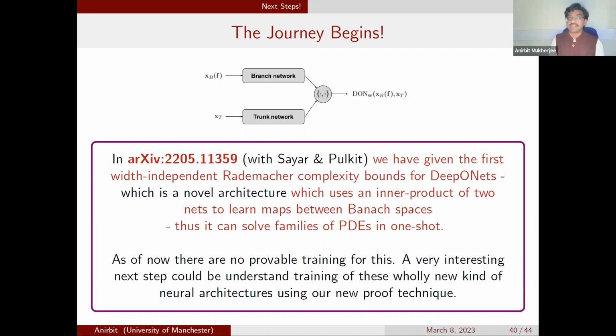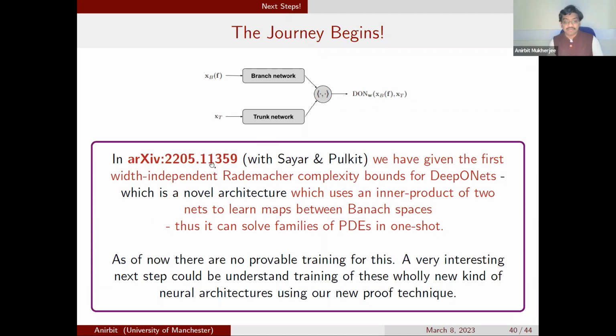Once you have this universal operator approximation theorem, it as a corollary tells you that you can solve PDEs. Solutions to large families of PDEs can be thought of as maps between Banach spaces. So what can approximate maps between Banach spaces can hence solve PDEs. It's a one-shot training for an infinite number of PDEs in some sense. And that's exactly what is doable by deep operator networks.